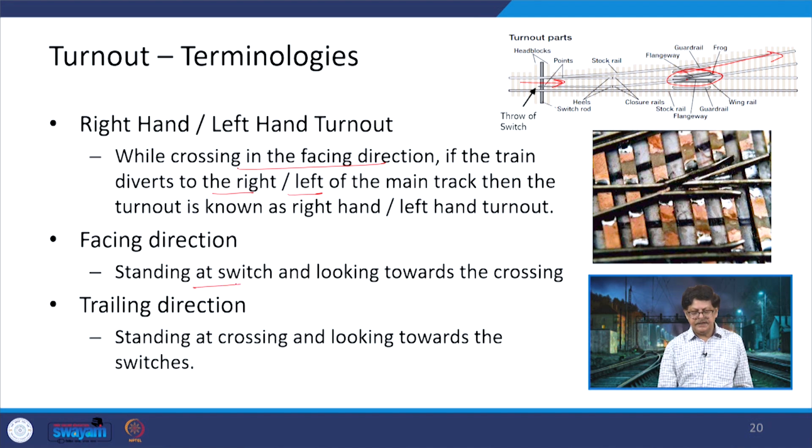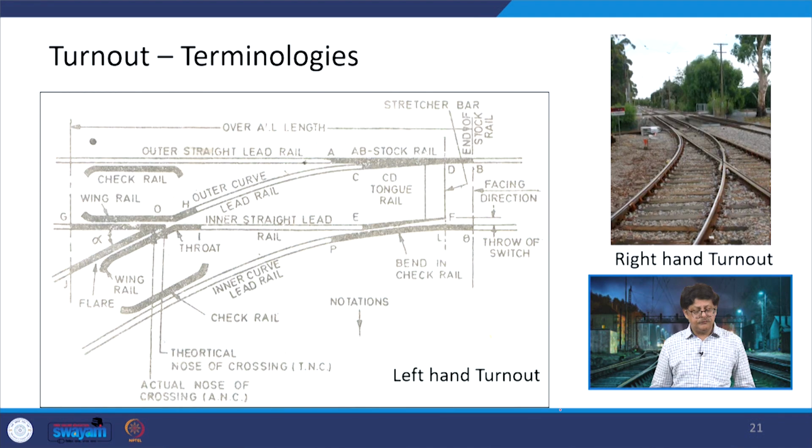So, it is a left hand turnout. Facing direction is standing at the switch and looking towards the crossing, that is how it is defined, and trailing direction is just opposite of it, that means you are standing on the crossing and you are looking towards the switch, then that will be the trailing direction. So, the various terminologies we have seen.